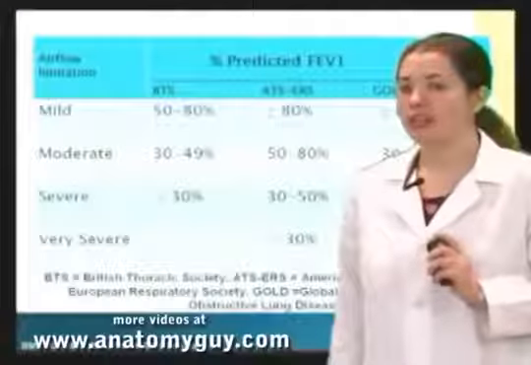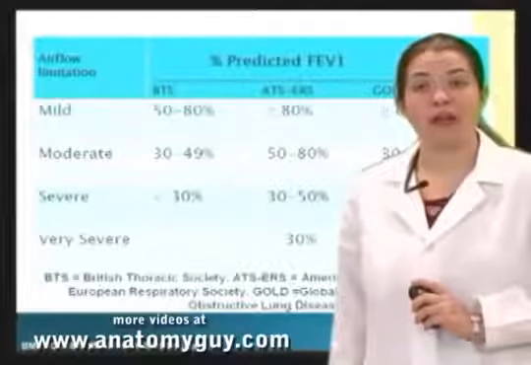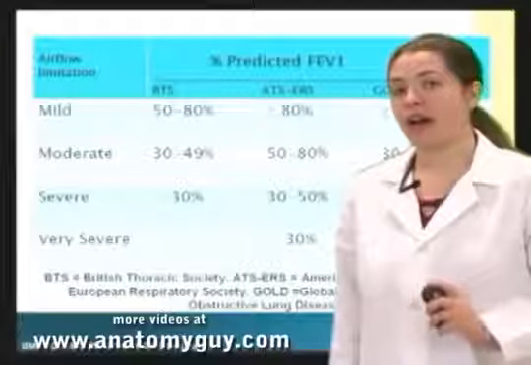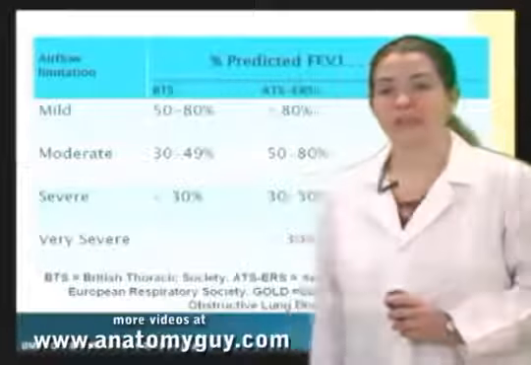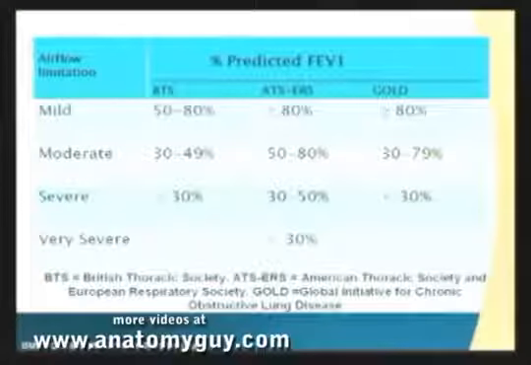We can use our percent predicted FEV1 to help classify how bad the airflow limitation is. Have a look at this graph here. Keep in mind that these percentages are based on age, height, gender, weight, and race, and your spirometry machine will usually give you those values, or you'll have to set them for the patient.